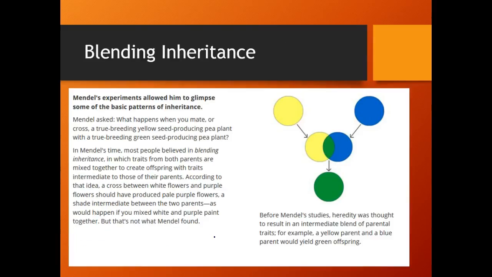Okay, so prior to Mendel's experiments, many scientists believed in blending inheritance, which meant if you, for example, had a yellow parent and a blue parent, if they were to mate, then they would make a green child or green offspring. Okay, so this is a very popular hypothesis among many scientists. However, Mendel did not come up with the same conclusion.